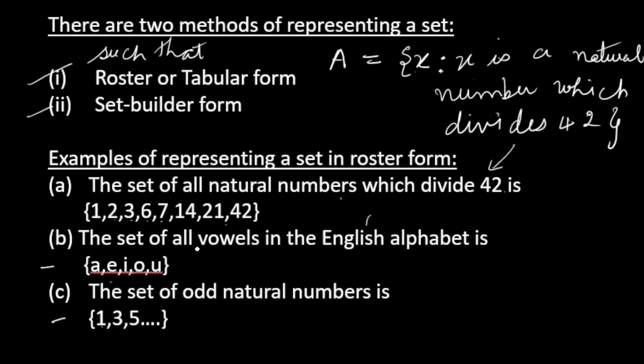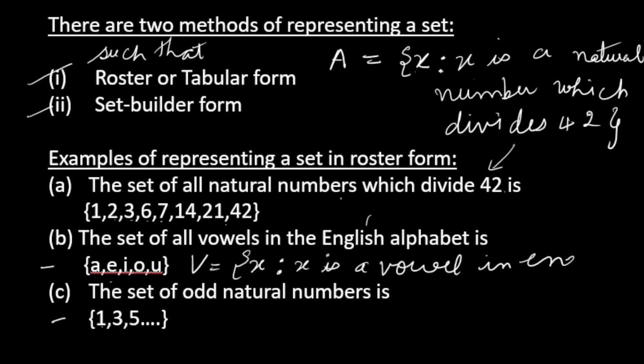Now next one, the set of all vowels of the English alphabet, this also we can represent in set builder form. I'll write V is equal to X, or any other variable also you can assume, Y also, such that X is a vowel in the English alphabet or language you can use. Bracket closed.